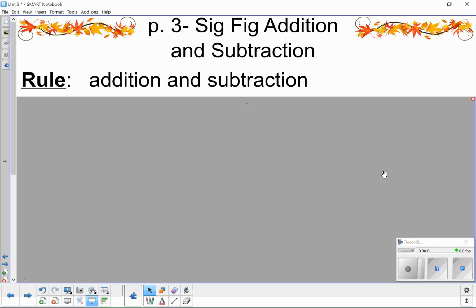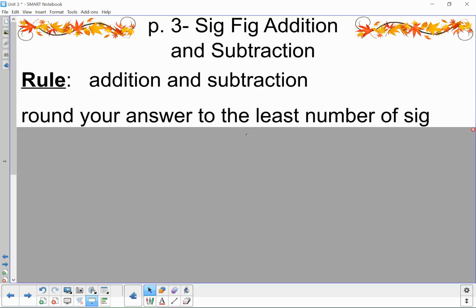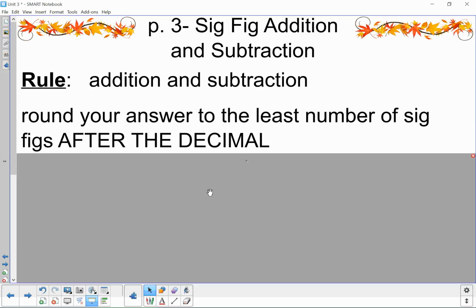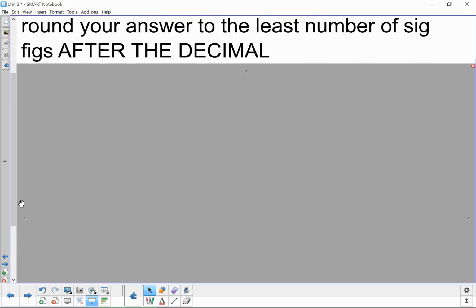So today we're going to be learning about how to do sig figs when you are adding and subtracting numbers. This is different than the multiplication and division rule that you've already learned. So the difference is when you're adding and subtracting numbers, you're going to round your answer to the least number of sig figs, but you're only going to look after the decimal. So we're going to look at the first example.